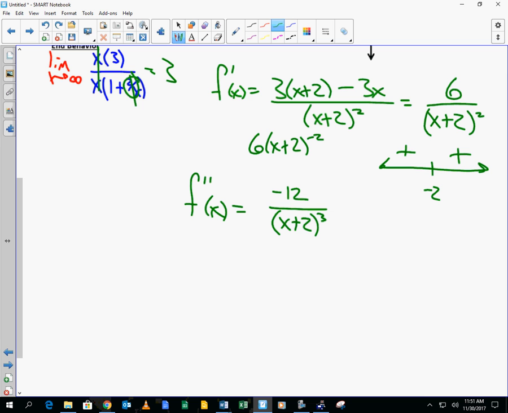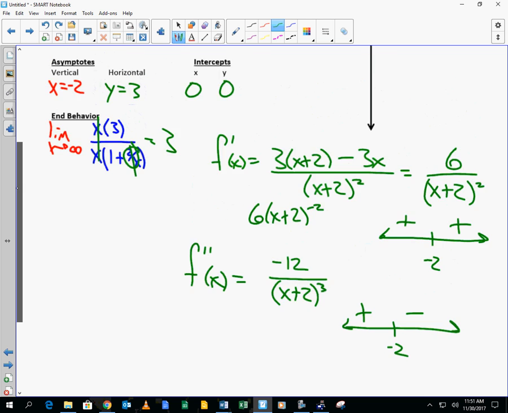True or false? The bottom's always positive. False. Top is always negative, right? But the bottom changes. So we have to consider that negative 2 spot. What value to the left of negative 2 would you like to plug in? Plug in negative 3. What do you get in the bottom? Negative. So negative over negative is a positive. What value to the right of negative 2? Plug in 0 and you get a positive in the denominator. So a negative over a positive is a negative.